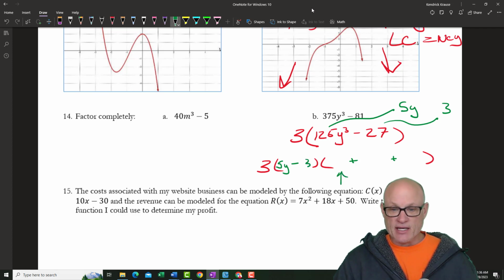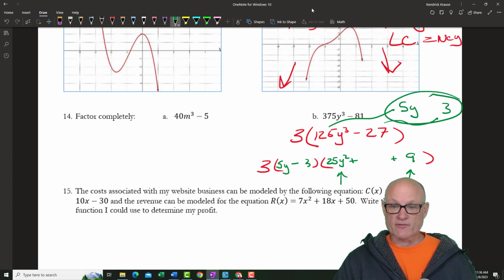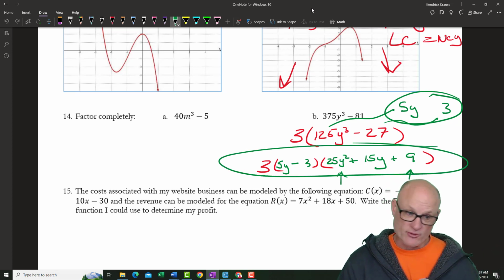At the beginning and the end, I'm going to square both of those. So if I square that, I get 25y squared, and I get 9. In the middle, I'll just put the product of the two, which is 15y. And that's the answer to that question.